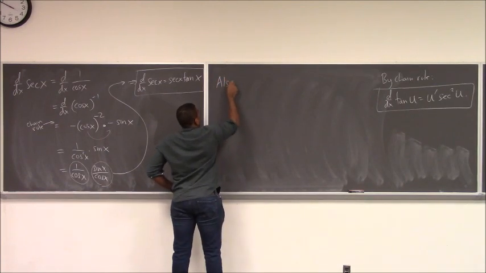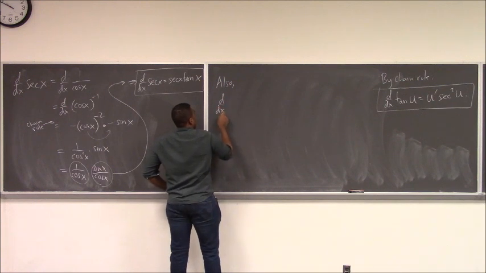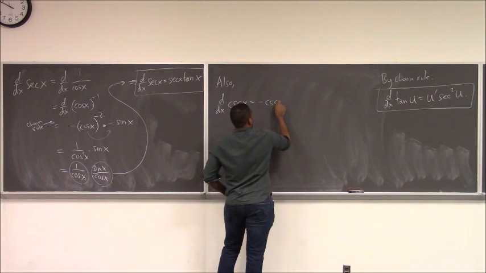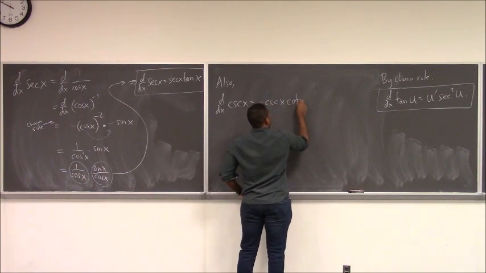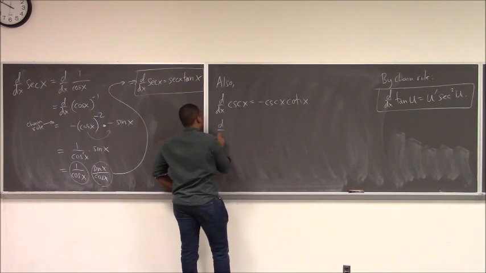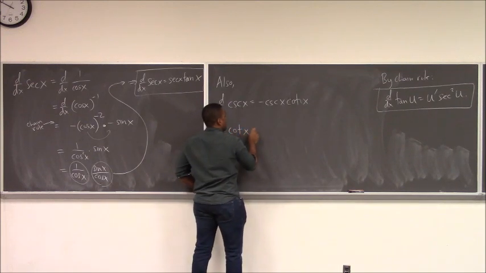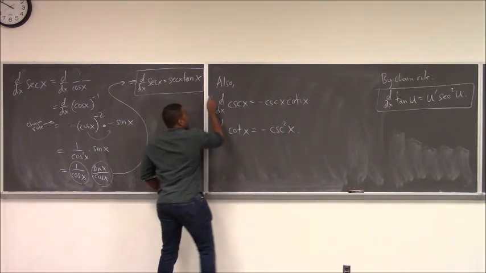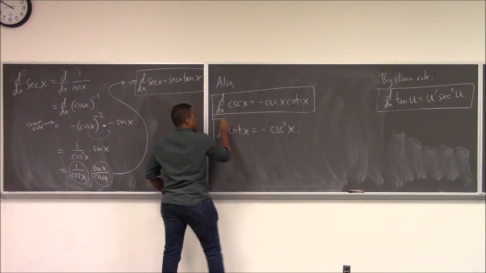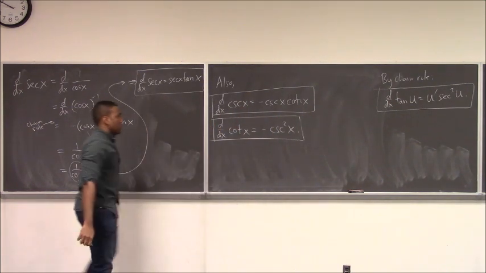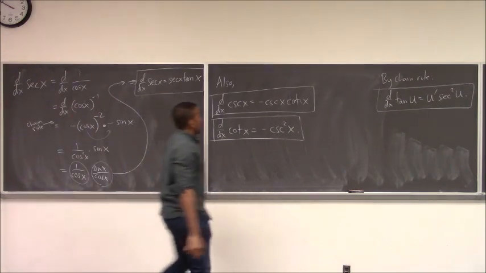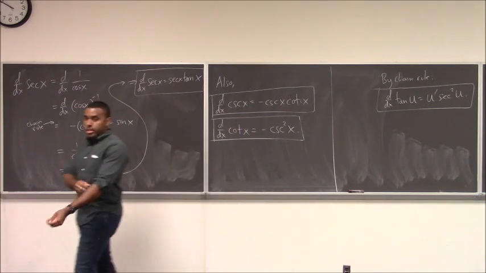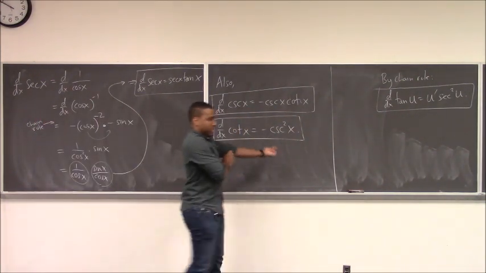Also, the derivative of cosecant is going to be minus cosecant x cotangent x, and the derivative of cotangent is going to be minus cosecant squared x. So it's in a box, which means the next time I see you, you should be able to regurgitate this without looking in your notebook. That's what putting things in a box means.